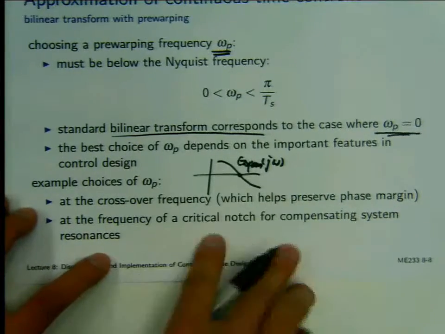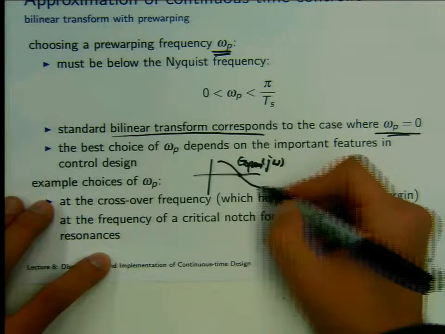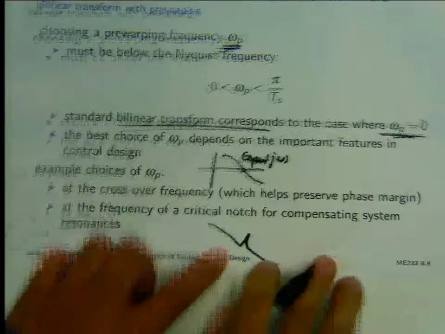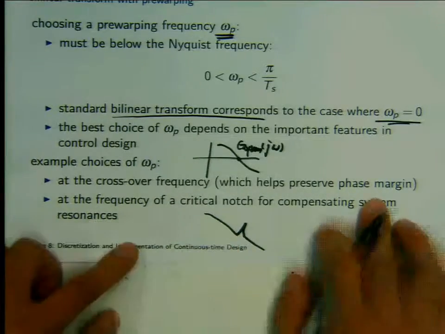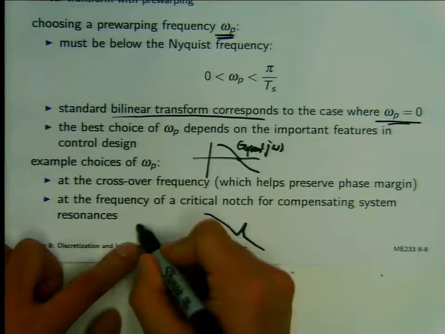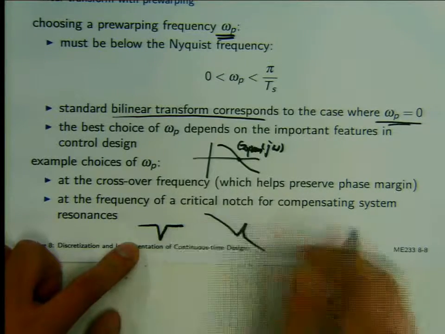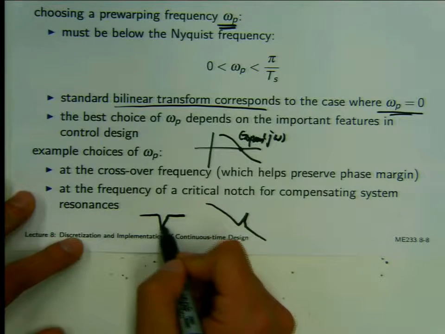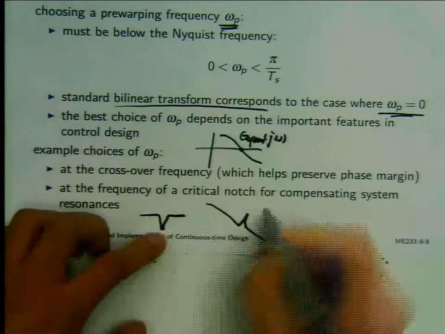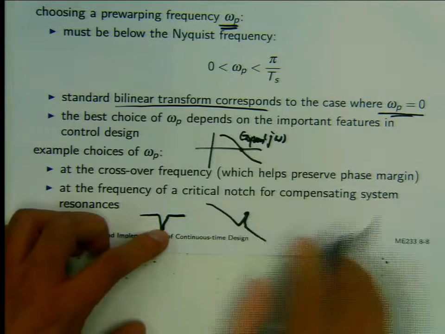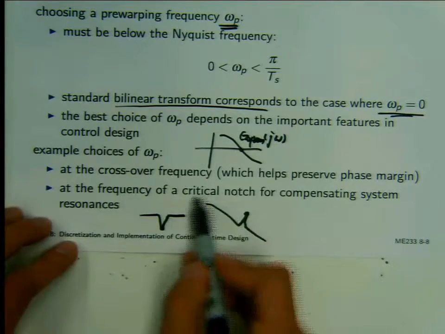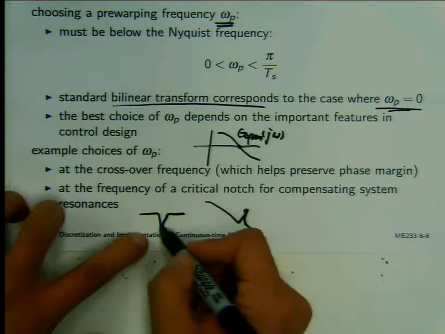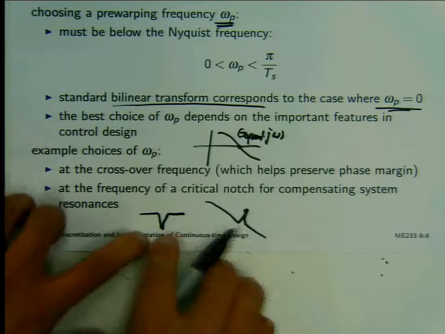Another choice: sometimes the system has resonance. This is very typical for a practical system. It has a resonance at some frequencies. And practically, what we do is introduce a notch filter, with a notch filter shape to cancel this resonance. So it's very important that the center of this notch filter matches the center of the resonance. In that way, it's very meaningful to do a notch filter design with the extended bilinear transformation such that this frequency is obtained after discretization.